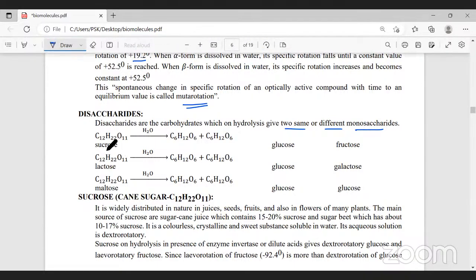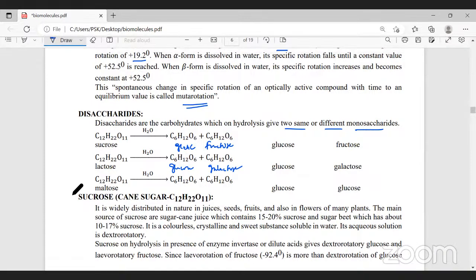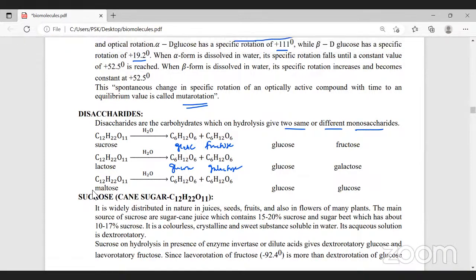Now, you can see sucrose, lactose, and maltose. All these three have the same molecular formula. When we hydrolyze them, they all give two units. When sucrose is hydrolyzed, we get a glucose unit as well as a fructose unit. When lactose is hydrolyzed, we get a glucose unit and galactose. So the monosaccharides in lactose are glucose and galactose. When maltose is hydrolyzed, we get 2 units of glucose.